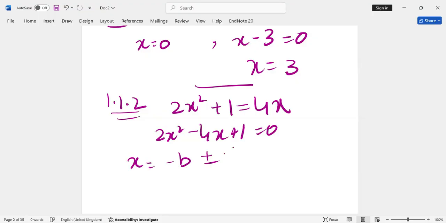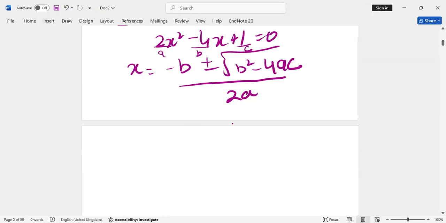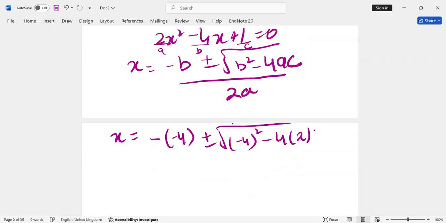x equals minus b plus minus the square root of b squared minus 4ac, divided by 2a. As you know, this is the value of a, this is the value of b, and this is the value of c. All right. So I'm just putting the values in this question and we get the value of x. x equals to, we have minus into minus 4 plus minus the square root of minus 4 whole squared minus 4 into 2 into 1, divided by 2 into 2, okay?